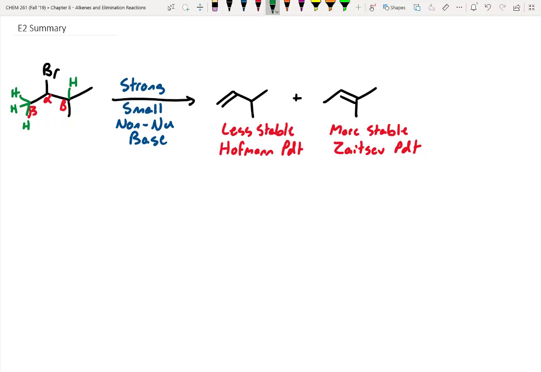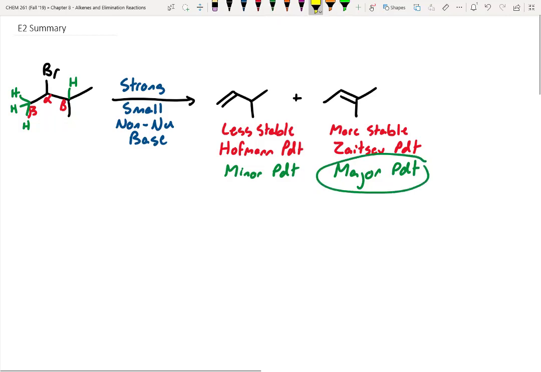And then last but not least, which one's major and which one's minor? You think the first one's going to be major or the second one's going to be major? Second one. So this would be our major product. And exactly, the fact that this is our major and minor product has primarily to do with the fact that we're dealing with this small base over here. So we do have to take into account the size of the base that we're working with.